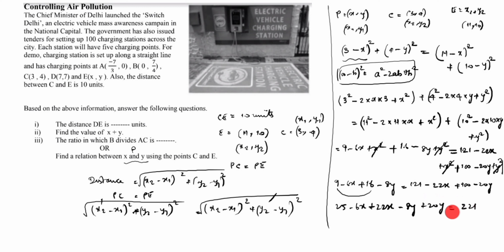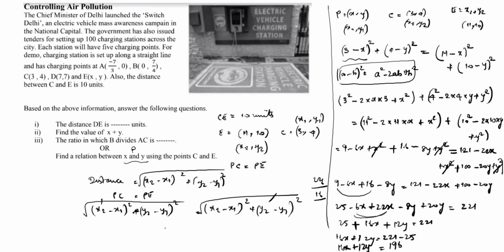First, we will simplify this. So 25, then plus 22x minus 6x. Plus is the bigger one, so you take plus. 22 minus 6, how much comes? 16. 16x, then for y, plus is the bigger one, so you will take plus 12y, is equal to 221. Now we will bring 25 to this side, so it is 221 minus 25. Now we will write 16x plus 12y is equal to 221 minus 25, which comes 196.